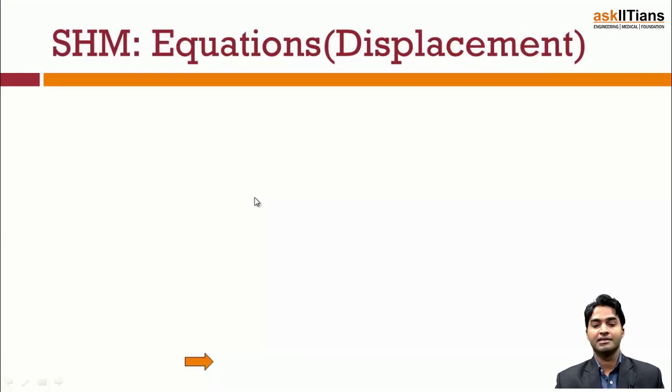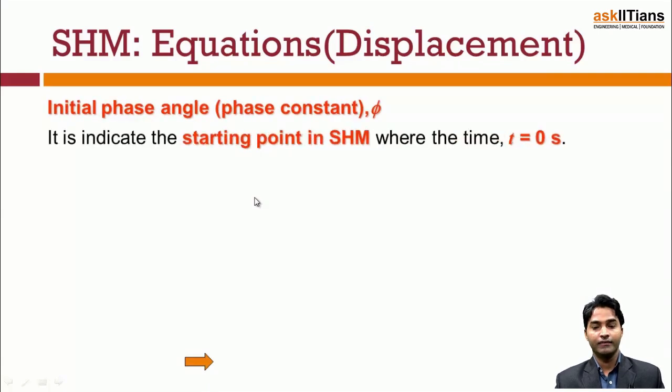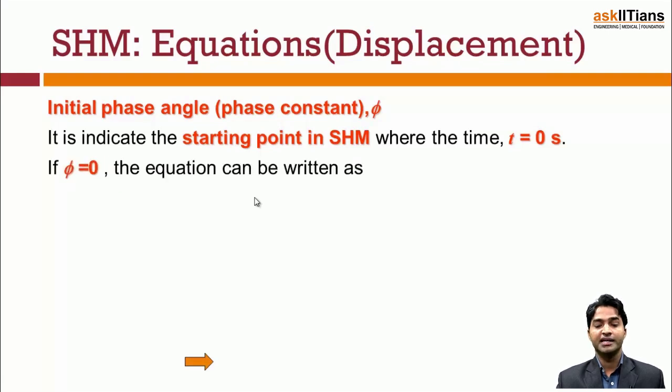In this part, we will discuss the initial phase angle, phi. It indicates the starting point in SHM where t equal to 0. Means if any system executes its motion from rest, we can draft its SHM equation. Like if phi equal to 0, the equation can be written as x is equal to a sine omega t, because the standard equation we already discussed is x is equal to a sine omega t plus phi. So phi is the phase and omega t is the instant location of the displacement.